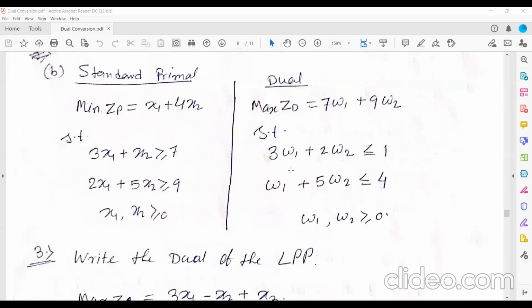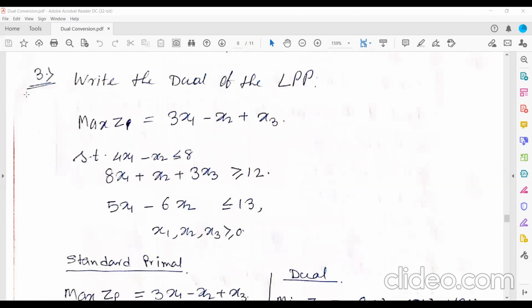This one I have already done here. Now this time, look at this problem. Write the dual of this LPP. Max Z is equal to this. So here the problem is a maximization problem. If your problem is a maximization problem, then its constraints will always be less than or equal to. If not, you need to convert them into less than or equal to, that is a standard primal.